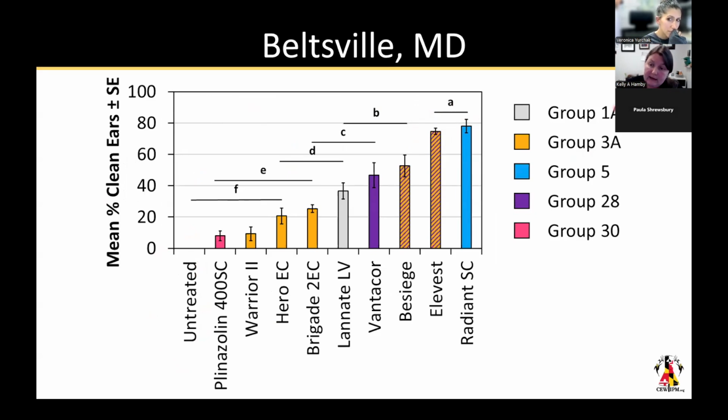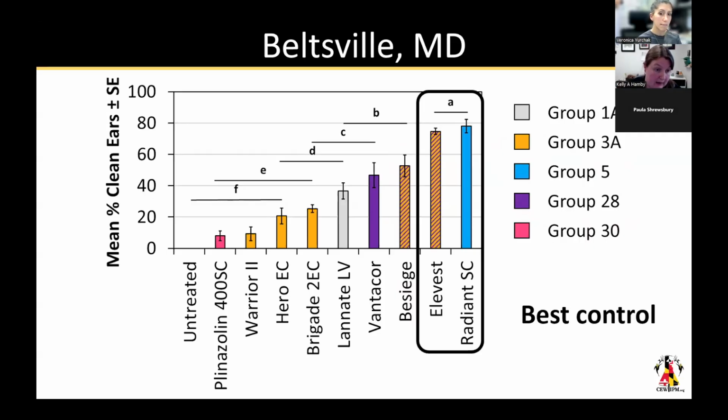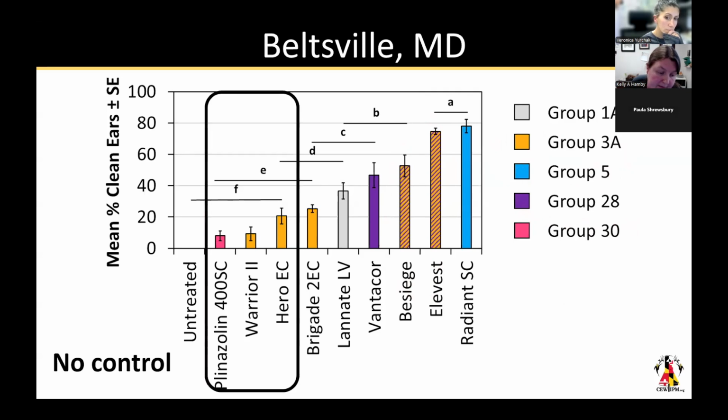The group 1, or Lannate, is in this gray color. Group 3s are always yellow. Group 28s are purple. So Besiege and Elevest are purple and yellow because they're a mixture of those products. And then we have our group 5 in blue and that unregistered group 30 in pink. And so what you can see for us in Maryland, I got the best control from Elevest and Radiant. And I really effectively got no control from the new product, Warrior and Hero, with the other products falling out in the middle.